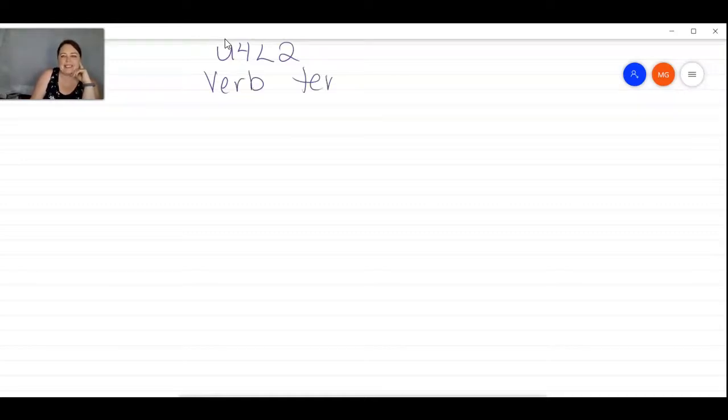Verb tense. Now, a verb is an action word. It shows us how we're doing something. That's an adverb. It shows us what we're doing. The action is the action of what we are doing, right? And so when we talk about verb tenses, we're talking about how we conjugate the verbs for the past, the present, and the future moving forward, right?